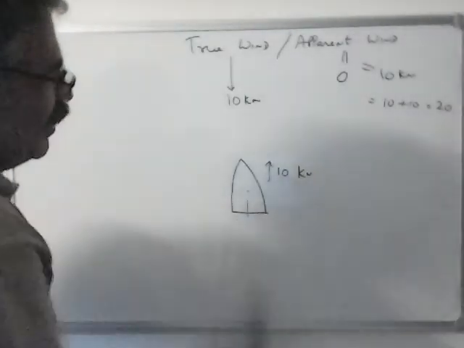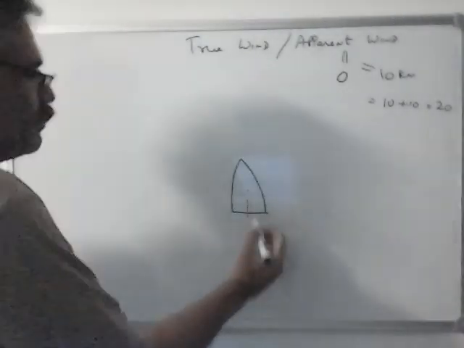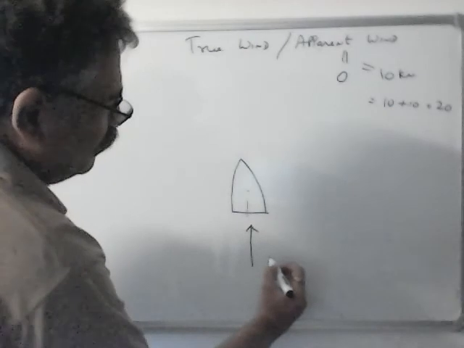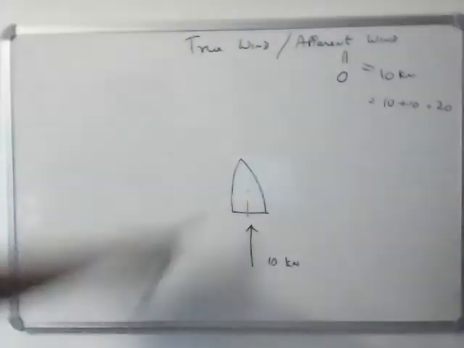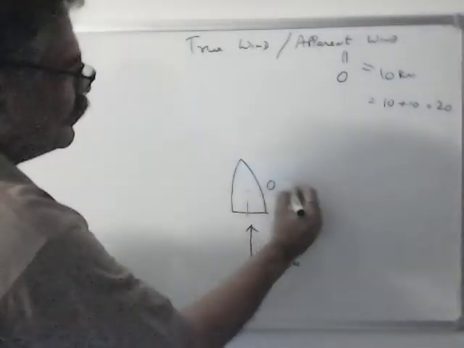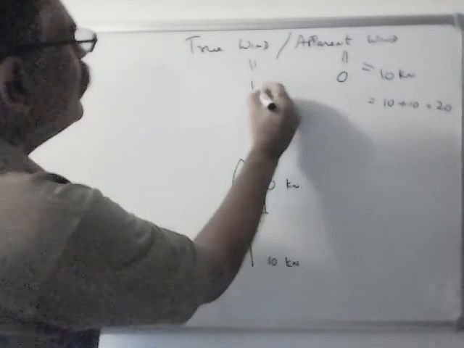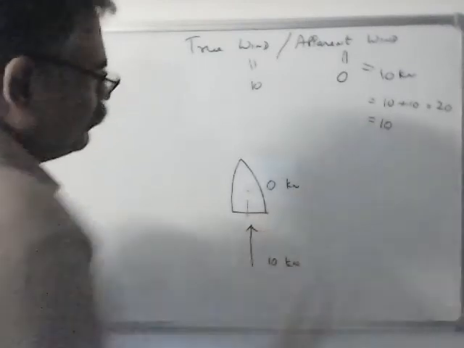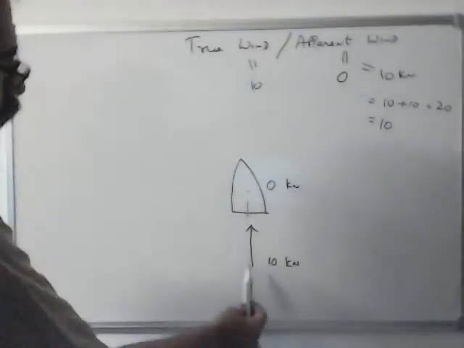And if you have wind from the stern, 10 knots, and the ship is stopped. True wind 10 knots from the stern, ship is stopped. So apparent wind will also be 10 in this direction, south, from south to north.